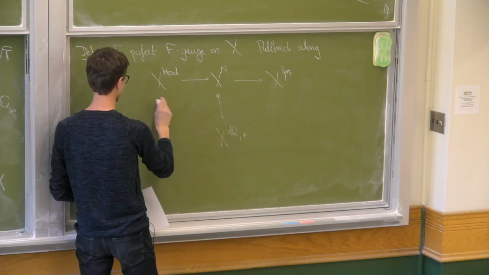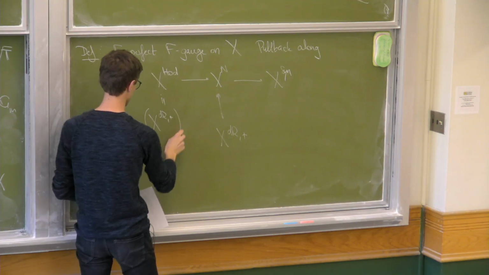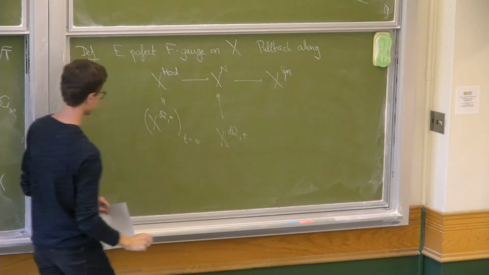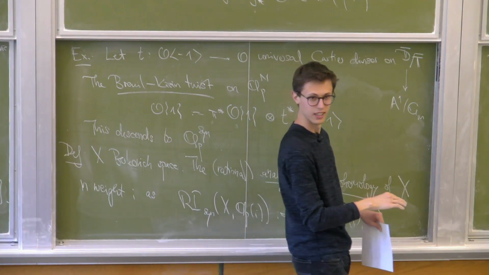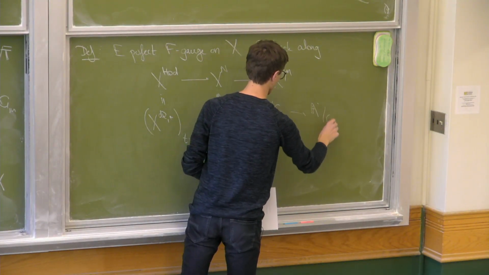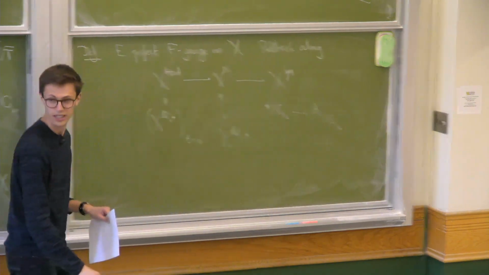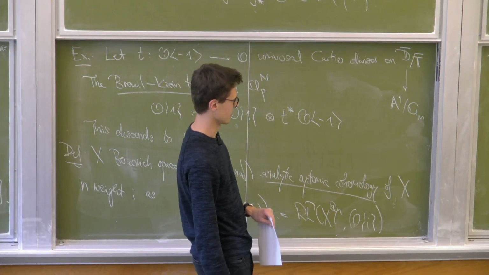It's what you get if you base change this filtered de Rham stack to the vanishing locus of T. So if you base change along the map from point mod GM to A1 mod GM, modules on it are like Higgs modules and stuff. Exactly, yeah.